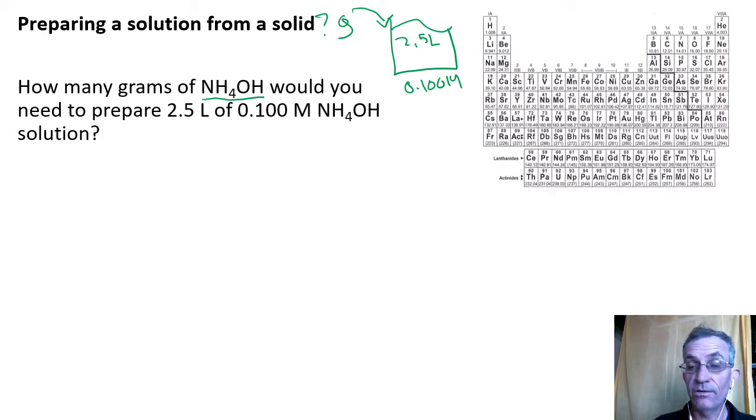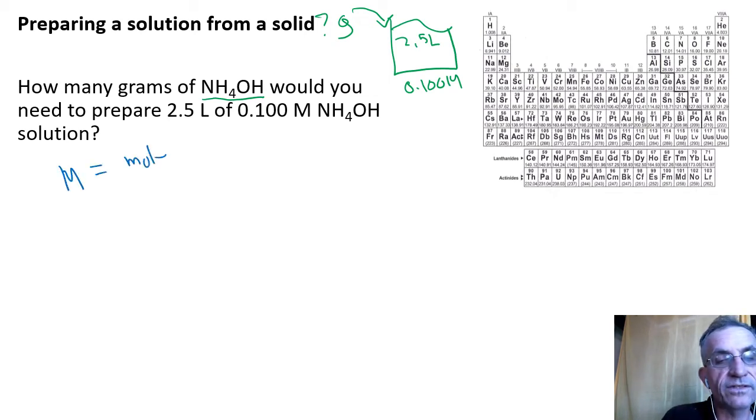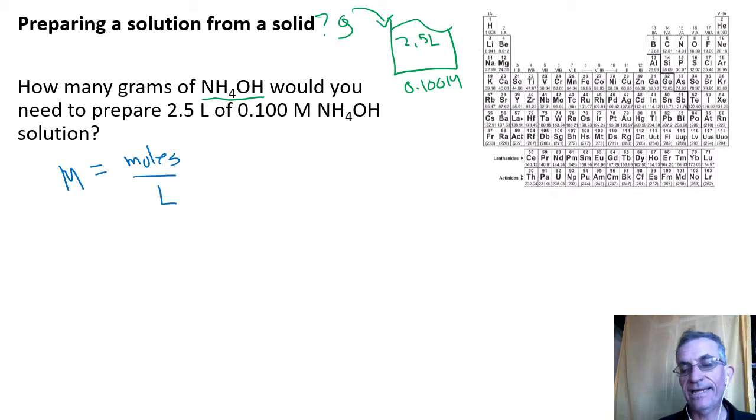So it's involving molarity. We're still going to be using the molarity equation. Molarity is moles over liters. And if you look at what I've given you, it says how many grams, we'll get to that in a minute, would you need to prepare 2.5 liters, okay, I got the volume, of 0.1 molar, so I know the molarity, 0.1 molar ammonium hydroxide solution.